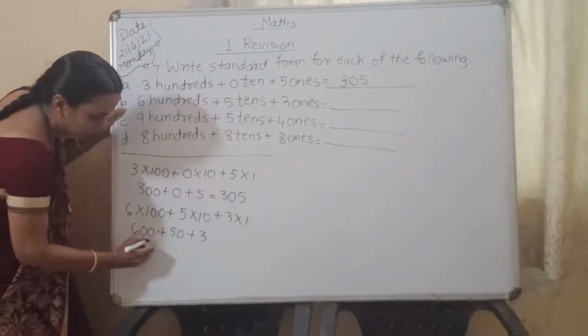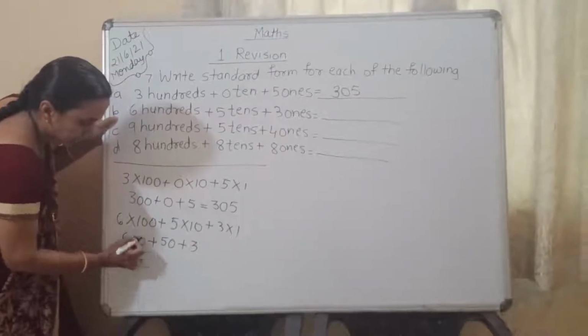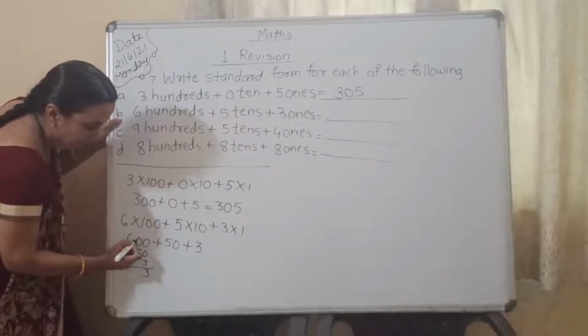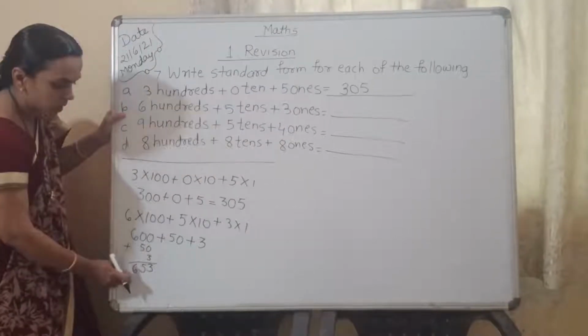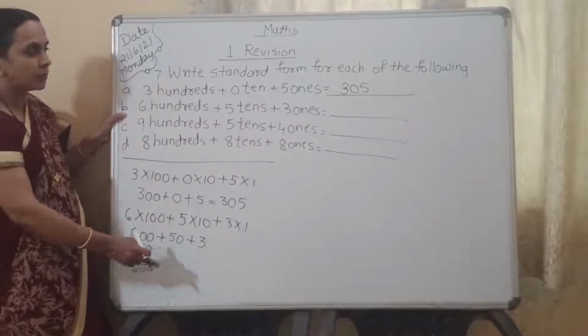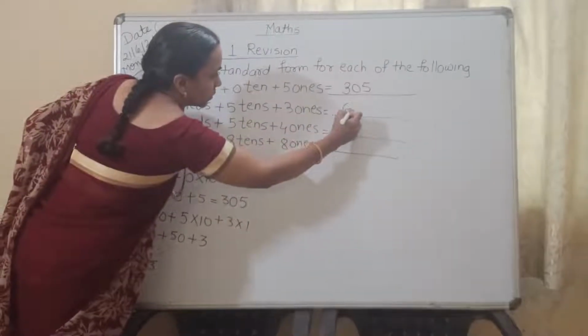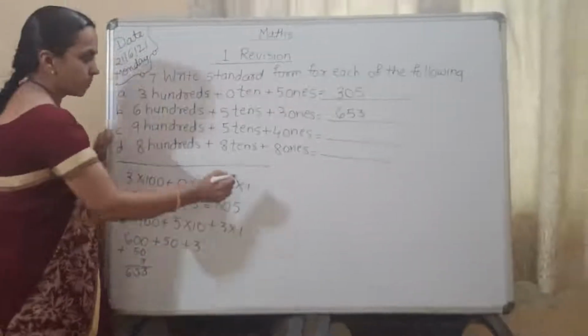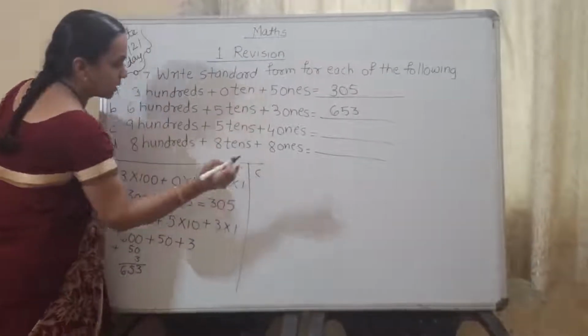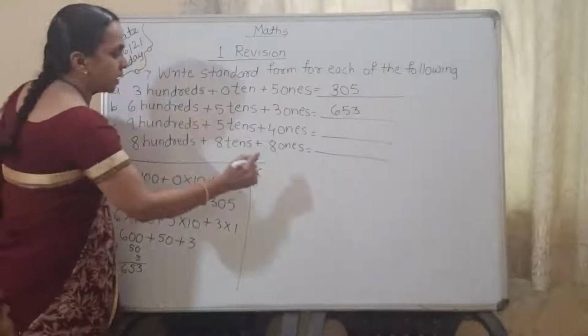We can write here 50 and 3. 3 plus 0, 3. 5 plus 0, 5. This 6 as it is. What is our answer? 653. So we have to write down your answer 653.